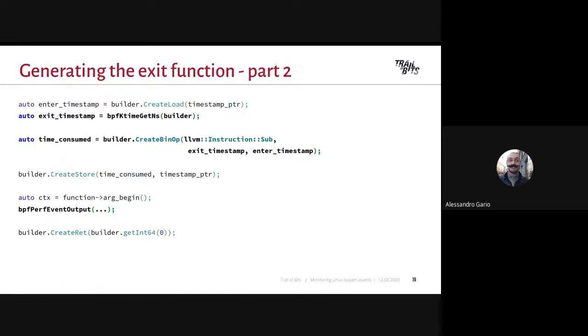In the second part, we get the timestamp again and use it to determine how much time has passed since the enter event. The BPF perf output is then used to send this result back to the user mode application.